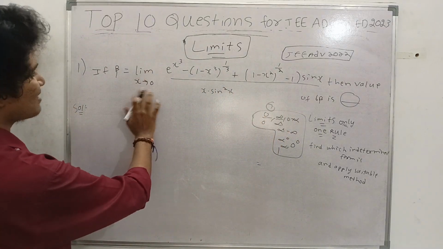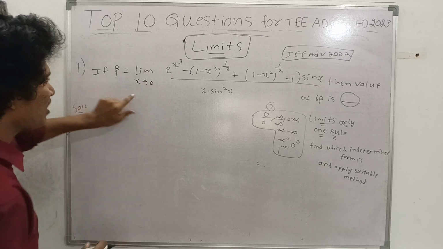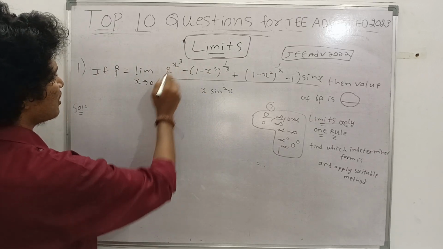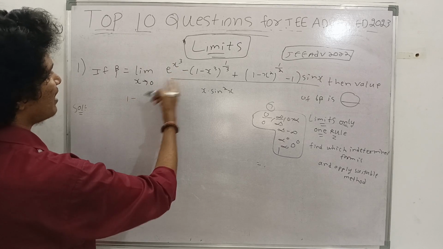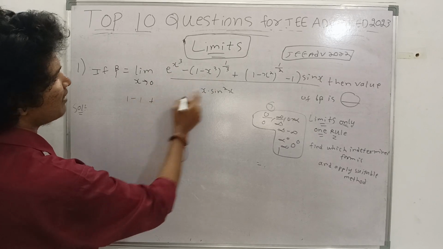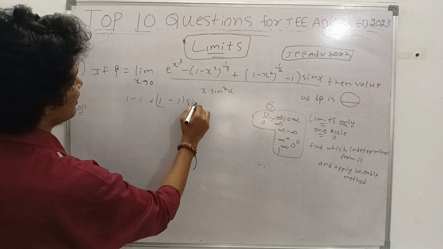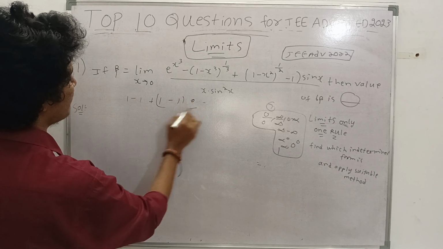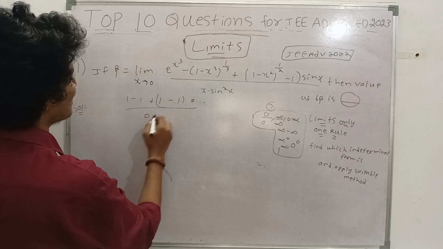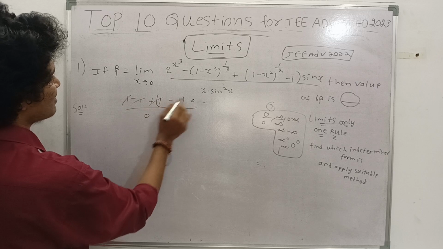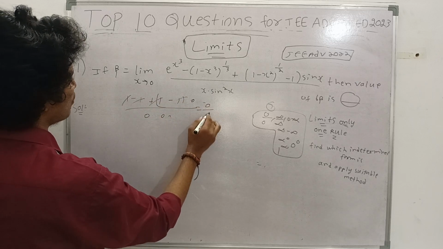Here the limit is extending to 0. When we check the numerator, when x is 0, it will be 1 plus 1 minus 1, and sine 0 is 0, so it is completely 0. Divided by, when x is 0, it will be 0 into sine 0, which is 0. So it is 0 by 0 form.